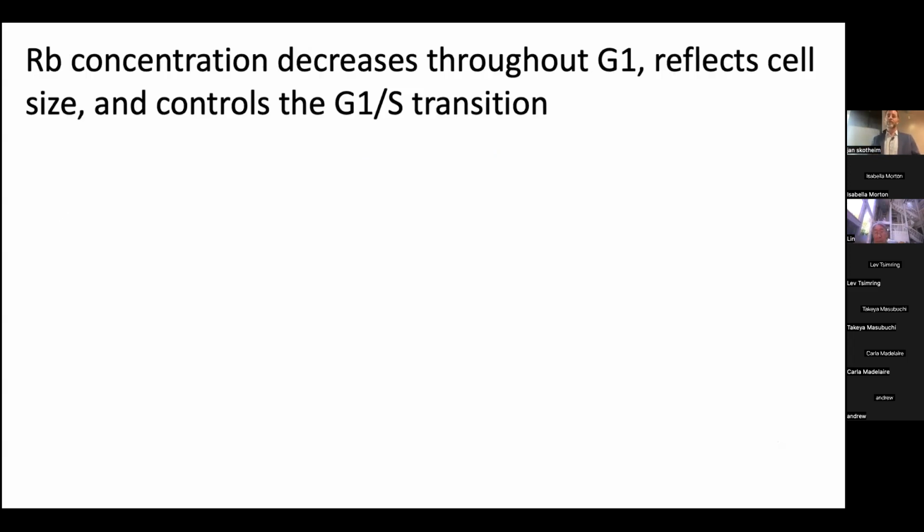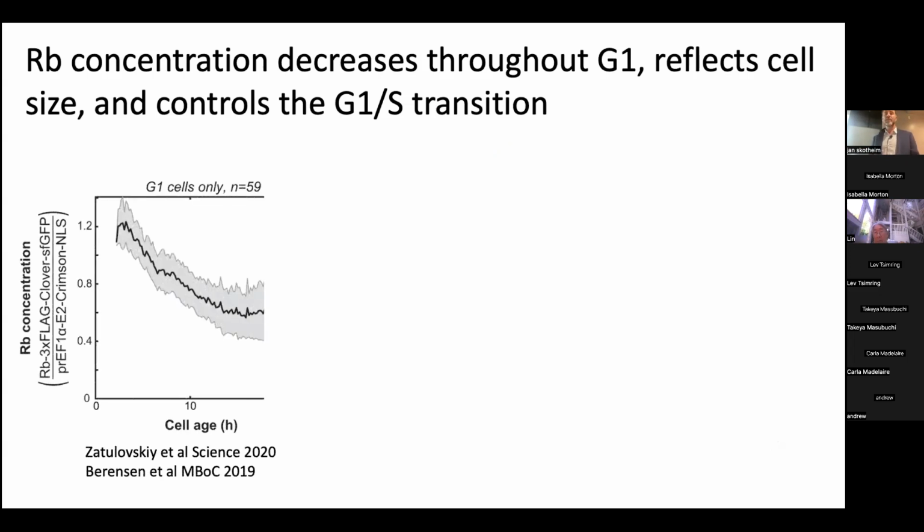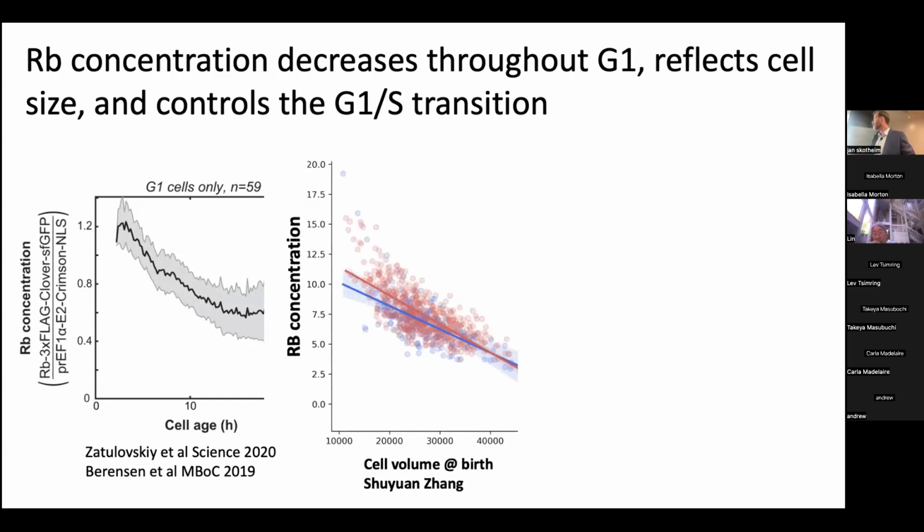We introduced this RB concentration pathway, which is sort of an independent pathway to inactivate RB, where, as I showed you earlier, the concentration decreases through G1 phase of the cell cycle. This concentration reflects the cell size, right? Here we're looking at the size of the cell at birth versus the RB concentration of that cell, and you see the nice inverse correlation there.